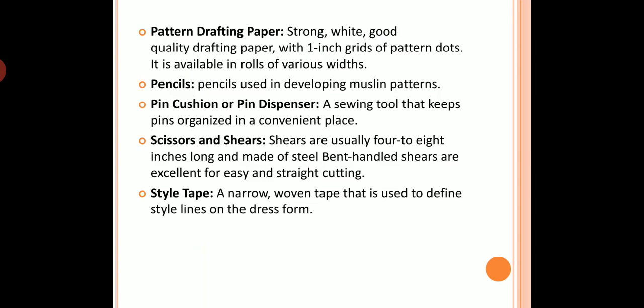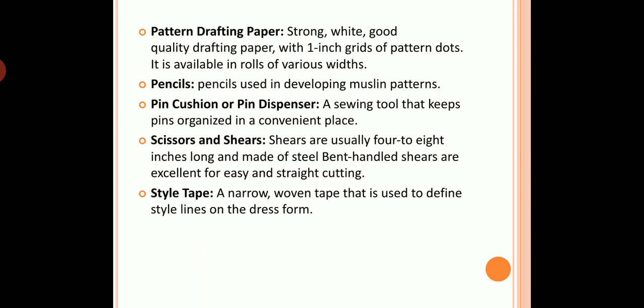Next is pin cushion or pin dispenser. The pattern making on dress form is done by pinning of fabric on the dress form. So we need a number of pins, and these pins are stored in the pin cushion or the pin dispenser. Then come shears and scissors. Shears are usually 4 to 8 inches long and made of steel. Bent handle shears are excellent for easy and straight cutting.